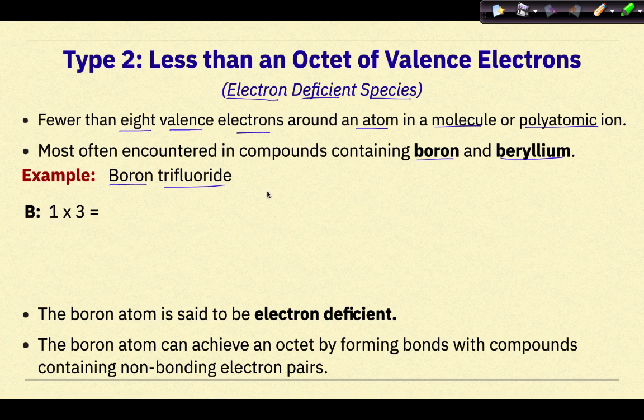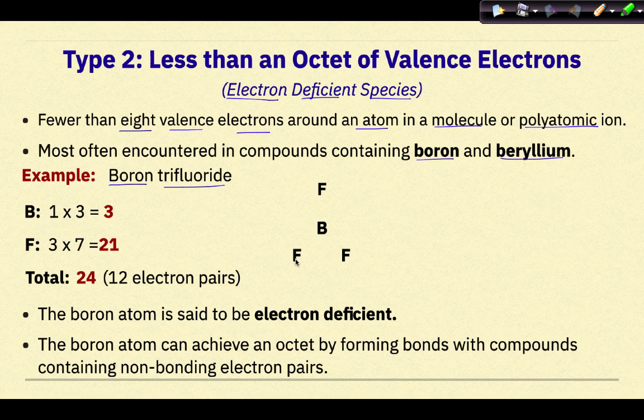So we're going to have 1 boron with 3 valence electrons for a total of 3 electrons to work with. Fluorine, we have 3 fluorines, 7 valence electrons apiece, for a total of 21 electrons to work with, for a total amount of electrons of 24, which is equal to 12 electron pairs. So we're going to put boron in the center, and then we are going to equally distribute the fluorines all the way around the boron.